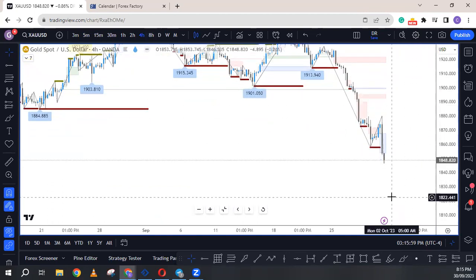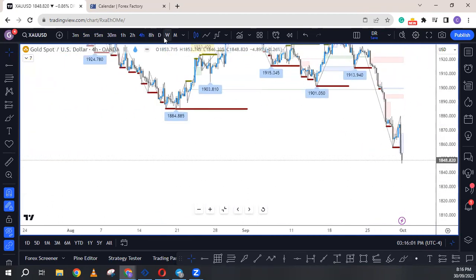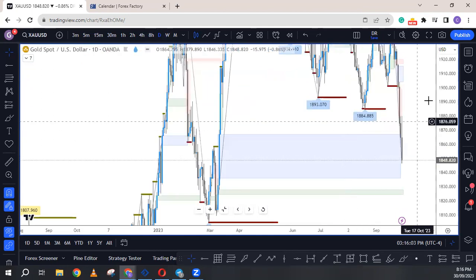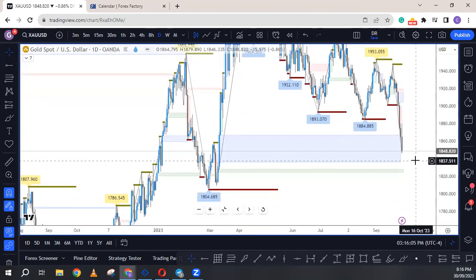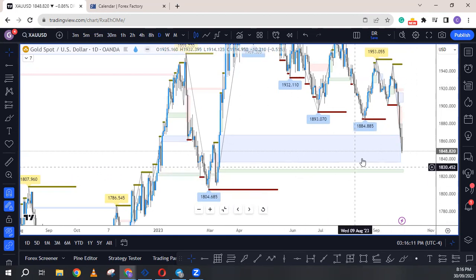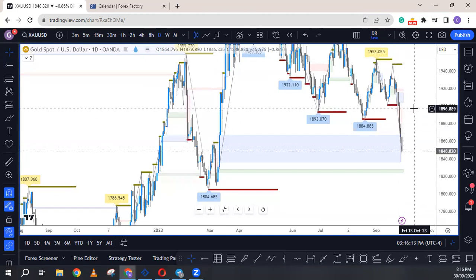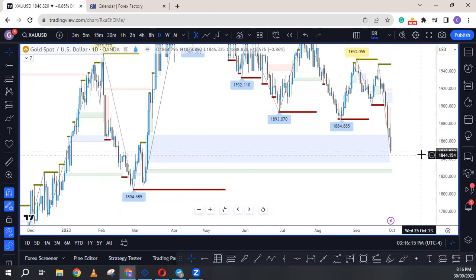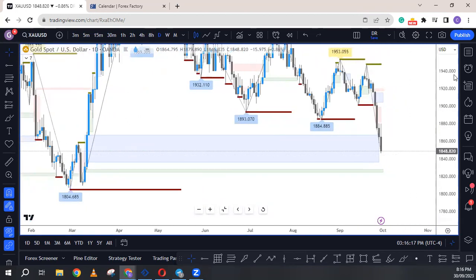a retracement before price would move lower to close up this imbalance at 1836.68. Then we also have this here. So for gold, any rally on this might offer an opportunity for a short back to the downside.